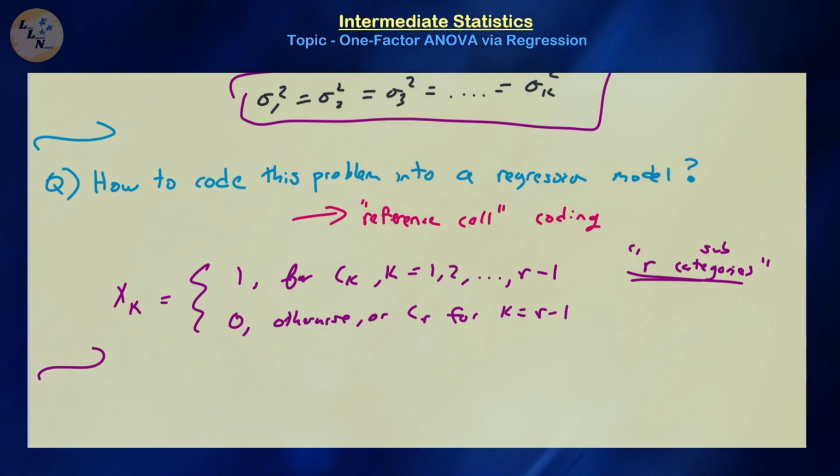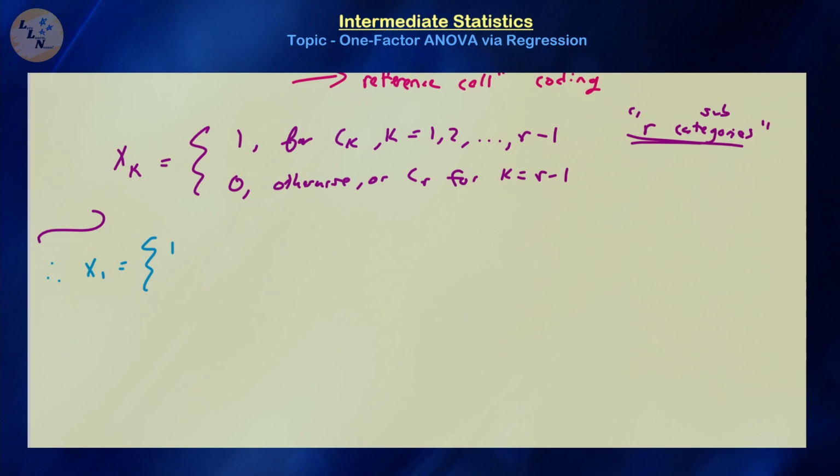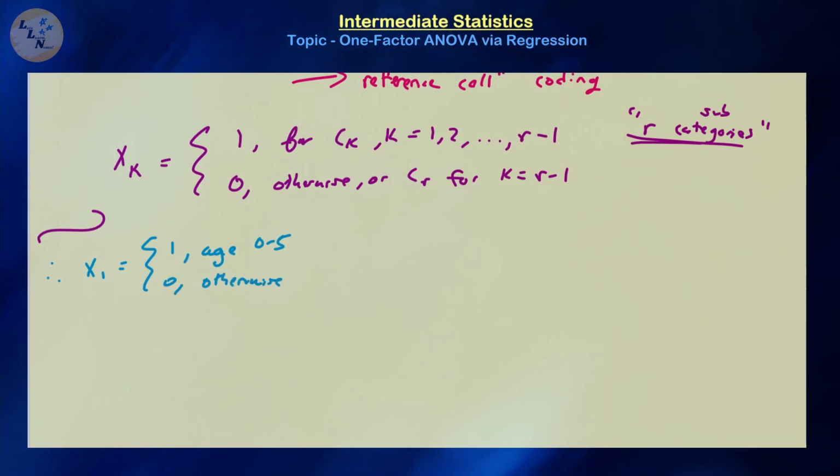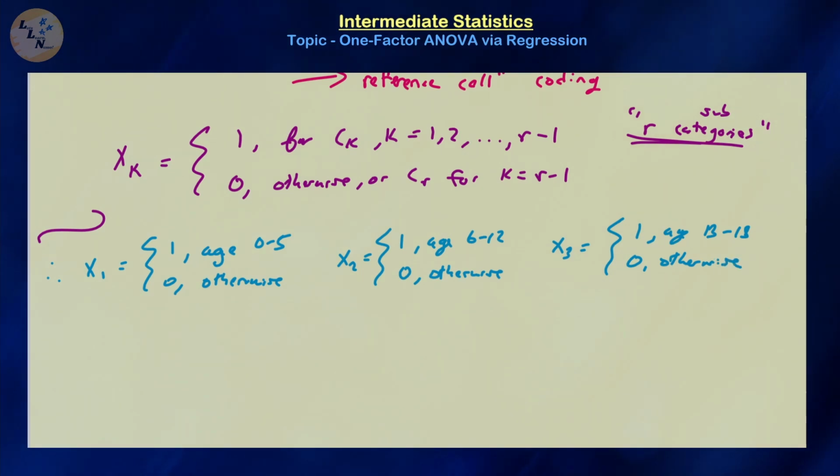All right, so that's the formal statement of it, but let's actually look at it for our particular example, just in case you don't know how to understand that. Dummy variable x1 is going to be equal to 1 for age group 0 to 5 and 0 otherwise. Then we're going to have dummy variable x2. This is going to be equal to 1 for age 6 through 12, 0 otherwise. Then dummy variable x3 is going to be equal to 1 for age 13 through 18, 0 otherwise. And then x4, this is going to be our last dummy variable.